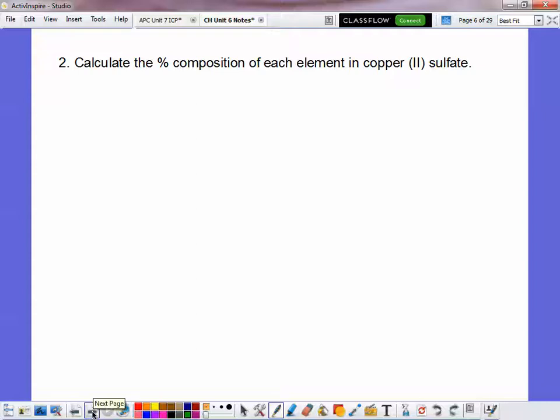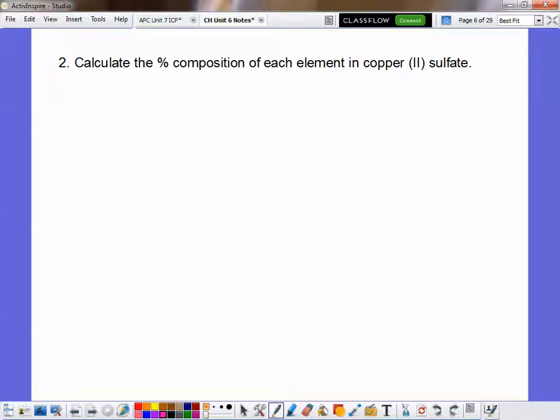All right. This one, same type of thing, just our formula here is going to be more elements. Okay, so we're going to calculate the percent composition of each element in copper 2 sulfate. So we have to first write the formula. Now, your homework worksheet that you picked up on your way in is actually easier than this, because I've already given you the formulas of the individual compounds.